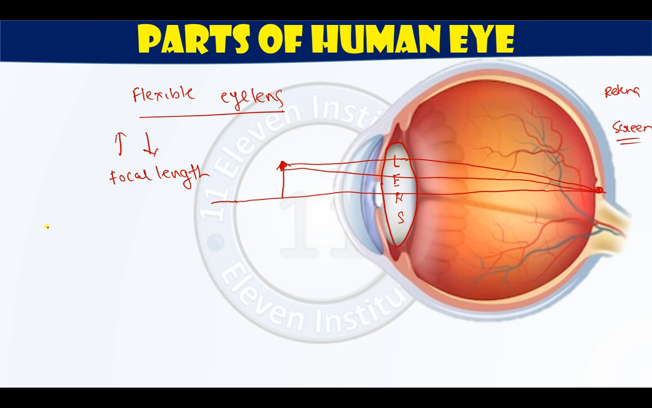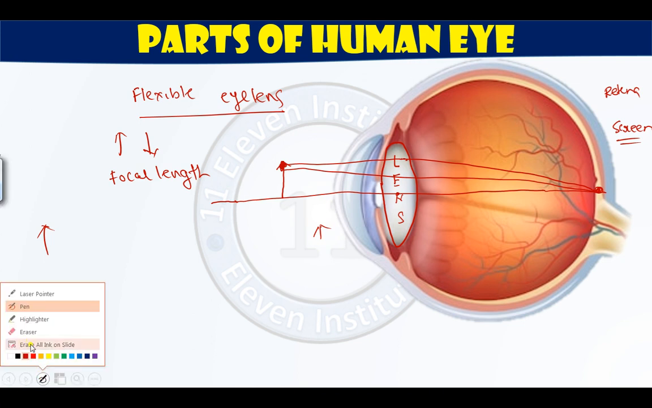Suppose I want to see an object which is placed very much far, and if I want to see an object which is placed very much near, the eye lens will make the adjustment. It will increase and decrease the focal length to focus such objects. Just try an experiment. I will show you. Just try it now itself during this video lecture.